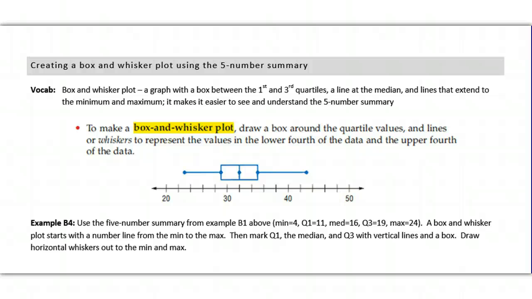Now let's create a box and whisker plot using our 5-number summary. Quick vocab for us: a box and whisker plot is a graph that has a box between the first and third quartiles, and you can see the picture down here is this box. There's a line at the median going straight up and down here, and then it has lines that extend to the minimum and maximum that reach out from these quartiles all the way up to the min and max. And what it does is it makes it easier to see and interpret our 5-number summary.